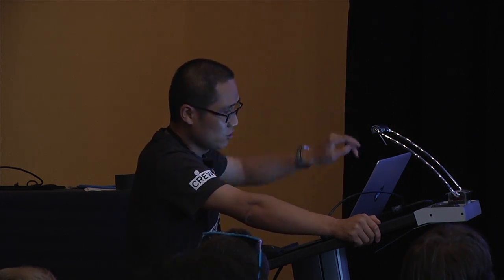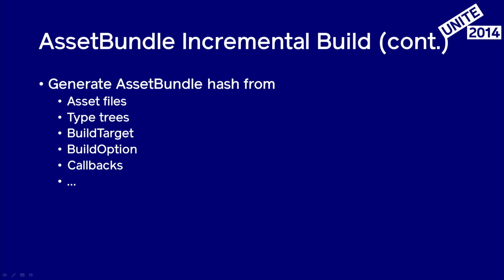Any of these 5-item changes will make the AssetBundle change. So we base the AssetBundle Incremental Build on this hash.